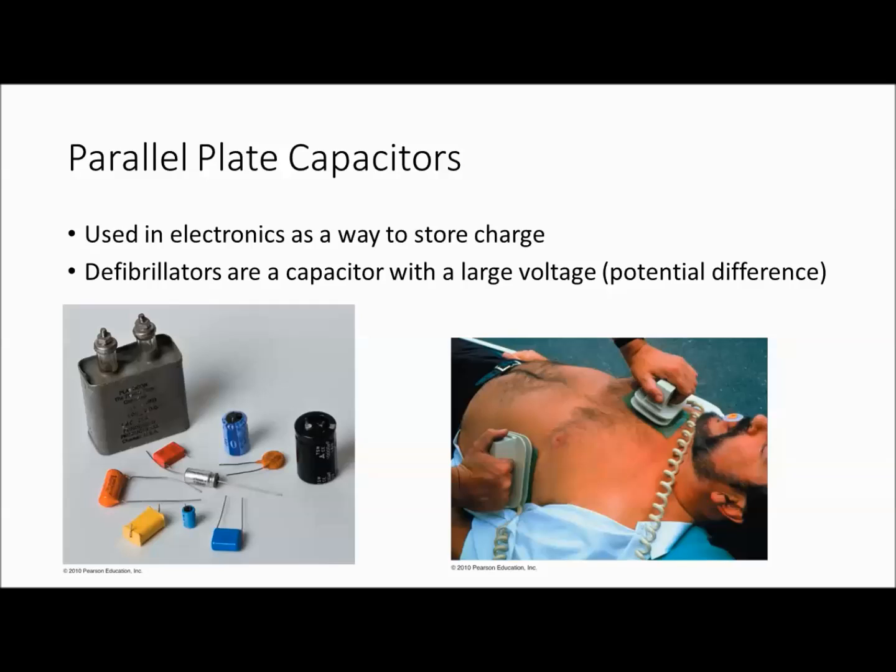If you think of the two plates of the capacitor, this is one of the plates and this is the other, and they get a very large voltage or potential difference, and then that is transferred through the human body to help restart a heart.